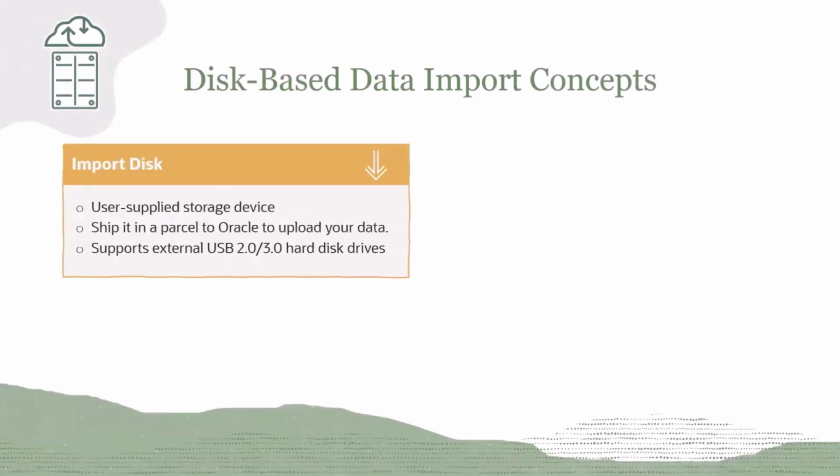First, we have a concept of import disk. An import disk is a user-supplied storage device that is prepared to copy and upload data to Oracle Cloud Infrastructure. You copy your data to the import disk and ship it in a parcel to Oracle to upload your data. Now, disk-based data import supports external USB 2.0, 3.0 hard disk drives.